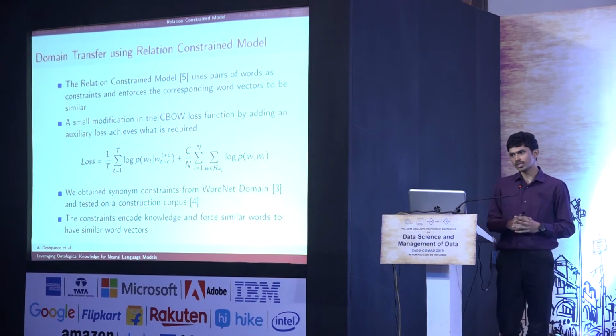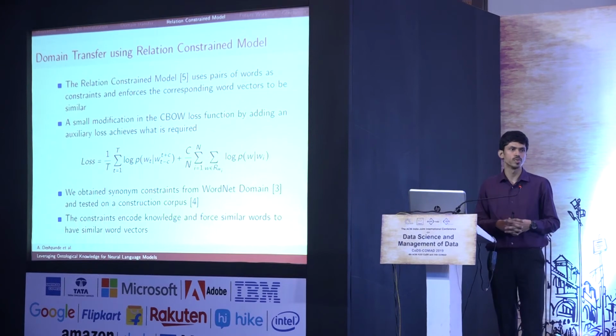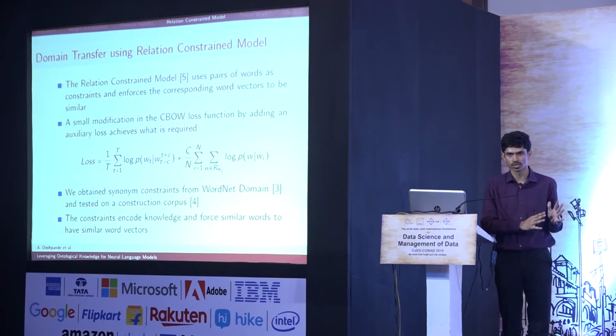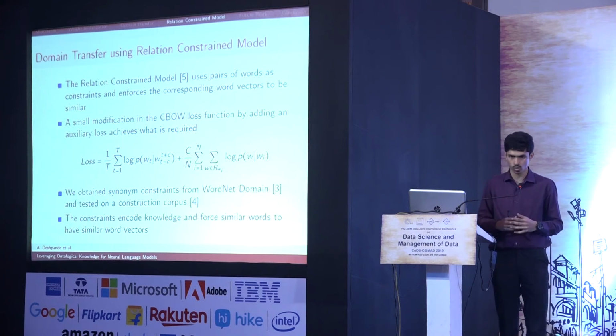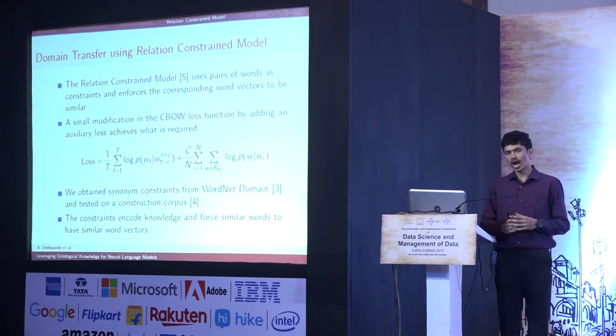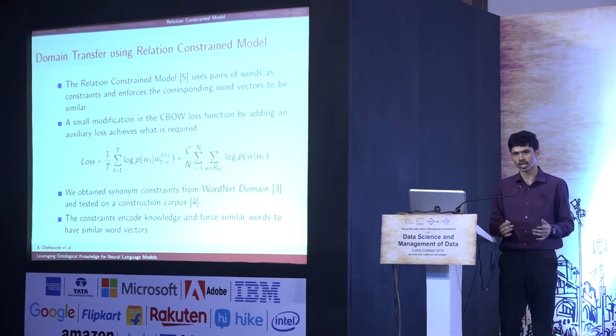To obtain these constraints, we use this data set called WordNet Domains, which is basically the original WordNet developed by Princeton, but all the words are also tagged with a topic. In our case, because we were working with the construction domain, we chose a subtree out of the WordNet tree which is tagged with the word construction. And as you all know, there are synsets in WordNet, so we used those synonym pairs as constraints, and we fed just 1,000 constraints into the model.